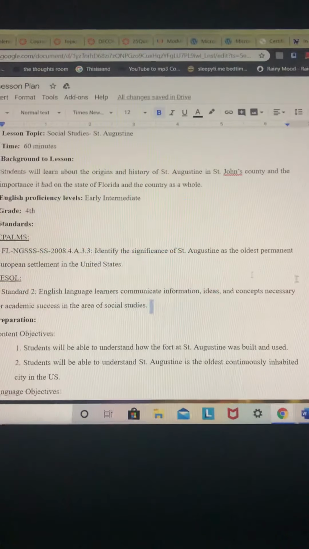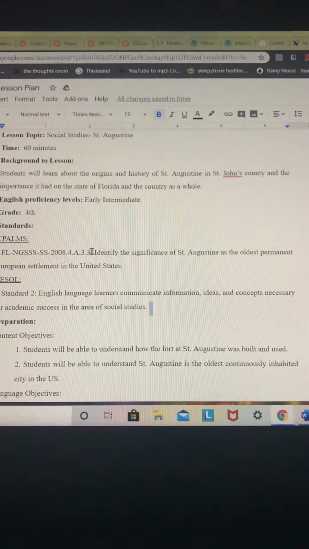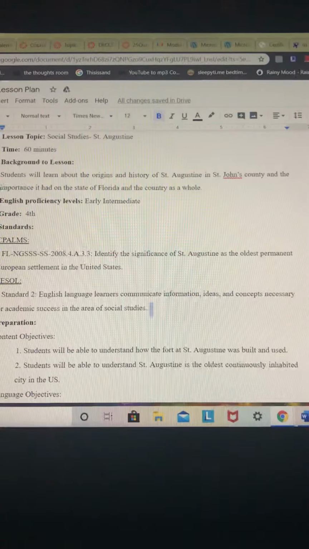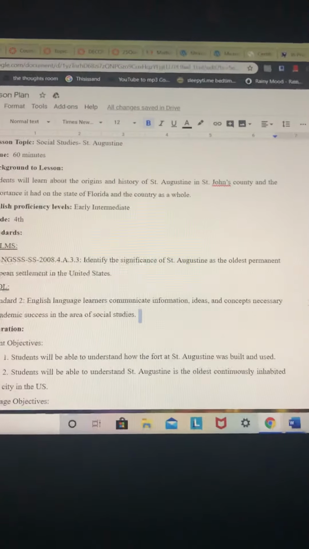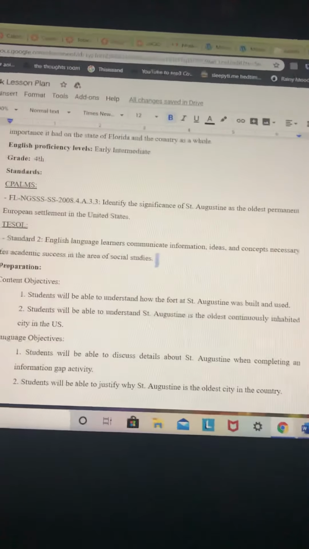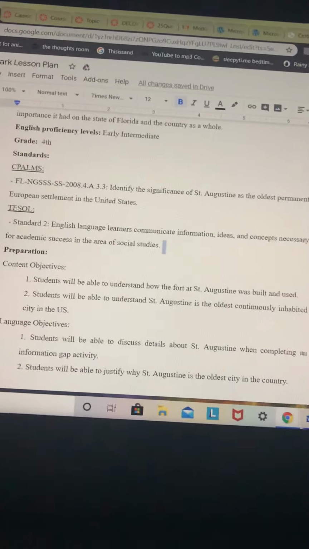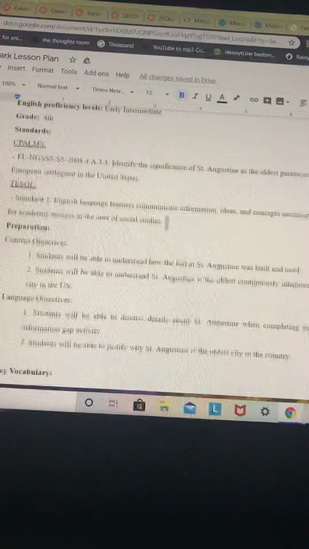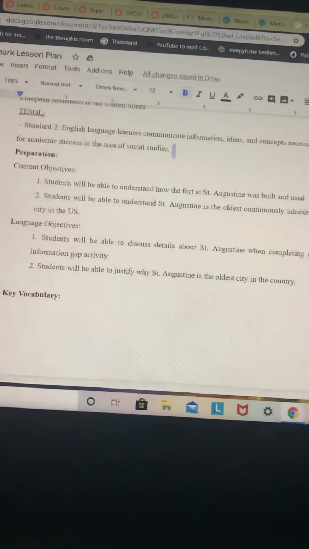The standards that we used from CPOM was on identifying the significance of St. Augustine as the oldest permanent European settlement in the United States. The TESOL standard was about ELLs learning to communicate information, ideas, and concepts necessary in the area of social studies.